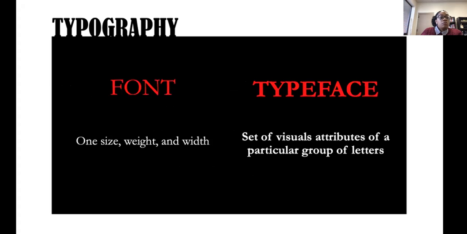So now with both serif and sans serif, you have what's called font, which is one size, weight, width. And then you have typeface, so a set of visual attributes of a particular group of letters. Now in terms of height, weight, and width, it's based on X height. So think of the lowercase x, and that's how all letters are determined in terms of their X height. You can't go above the X, you can't go below the X. It's not counted in that calculation of size. But here's an example of a font. Both of these are Apple Garamond. This is Apple Garamond regular, and then this is a typeface, Apple Garamond bold.